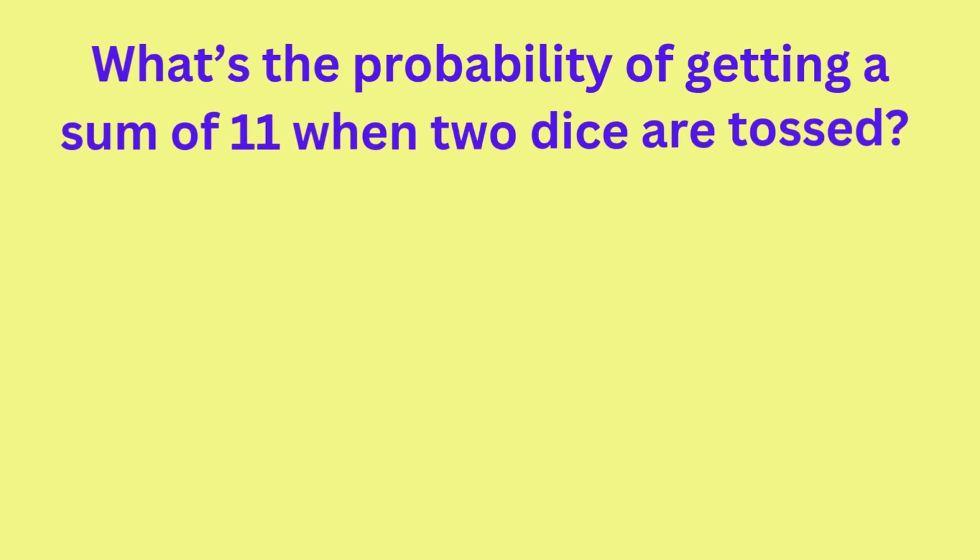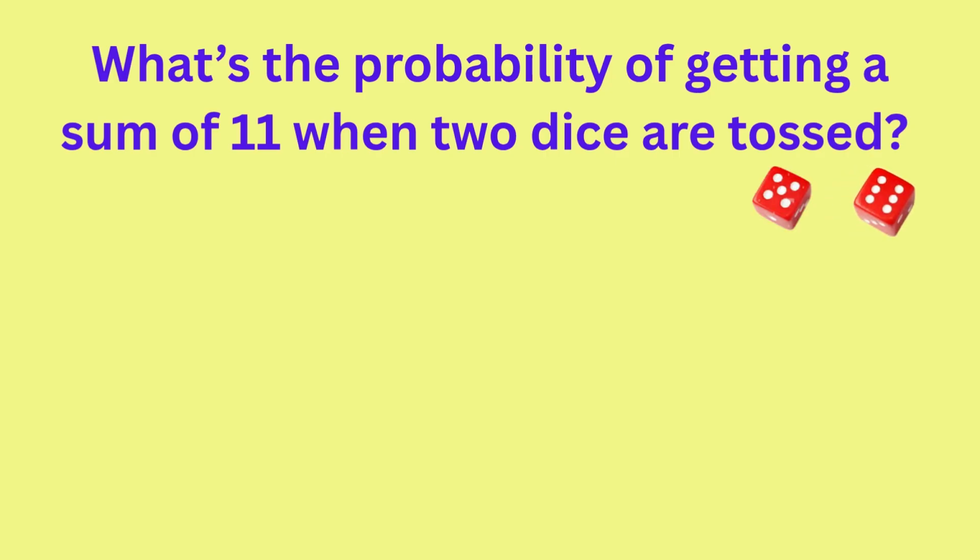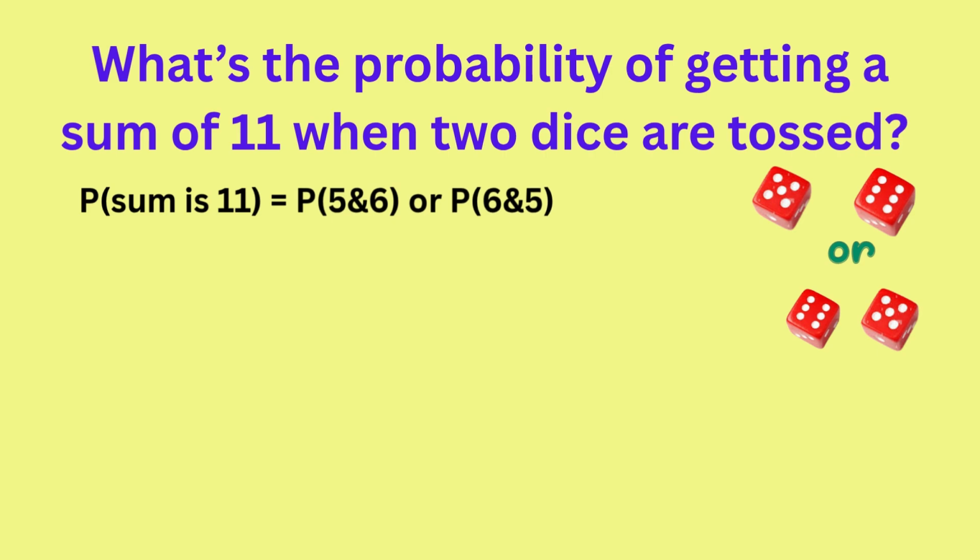The multiplication and addition rules of probability can also be combined to solve problems. For example, what's the probability of getting a sum of 11 when 2 dice are tossed? There are only 2 possible ways to get a sum of 11. Either die 1 shows a 5 and die 2 shows a 6, or die 1 shows 6 and die 2 shows 5. So the probability that the sum is 11 is the probability of the dice showing 5 and 6, or the probability of the dice showing 6 and 5.